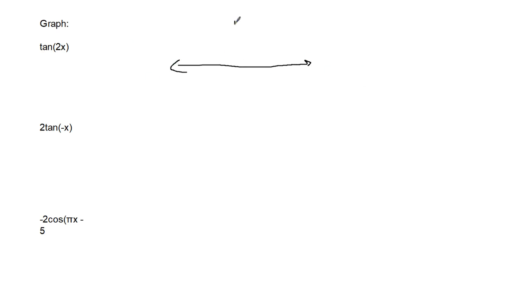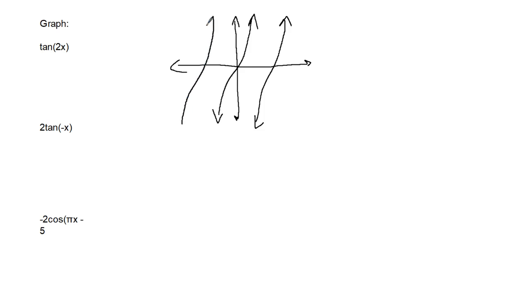So we have tan of 2x, and we've already established the graph for tan of x. And the graph for tan of x is something like this. Yeah, with the asymptotes every single time, right? That's the graph of tan of x. Right there.